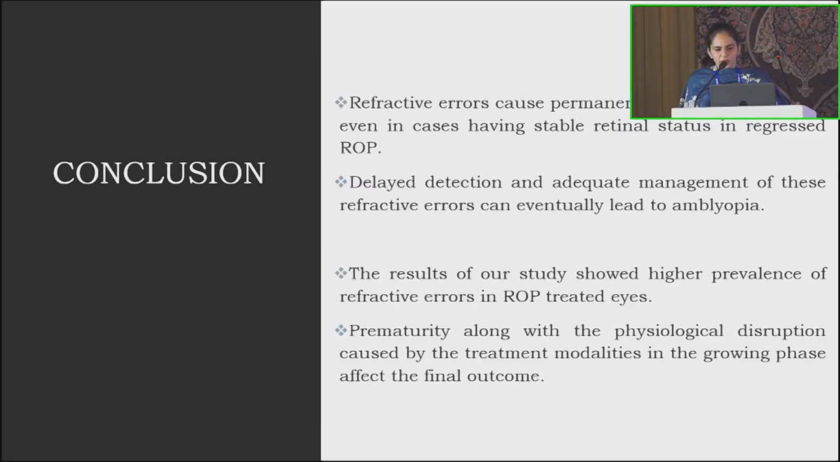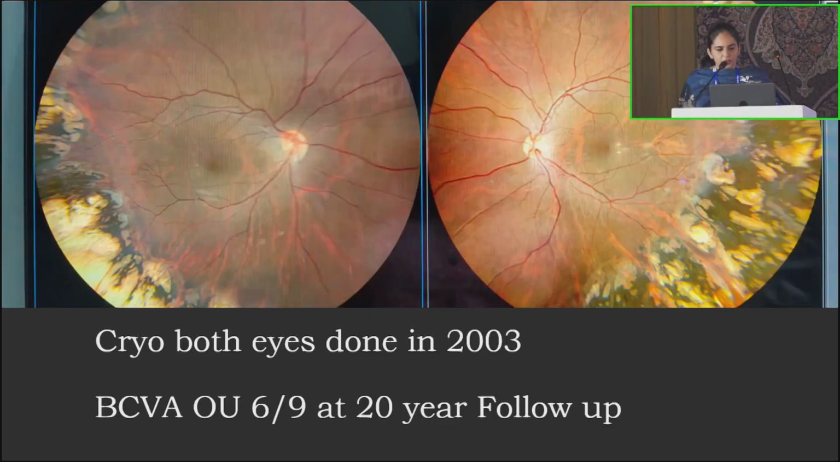To conclude, refractive errors cause permanent visual impairment, even in cases having a stable retina status. Delay in detection and adequate management of these refractive errors can eventually lead to amblyopia. The results of our study showed higher prevalence of refractive errors in ROP treated eyes, and prematurity along with physiological disruption caused by treatment modalities in the growing stage affects the final outcome.